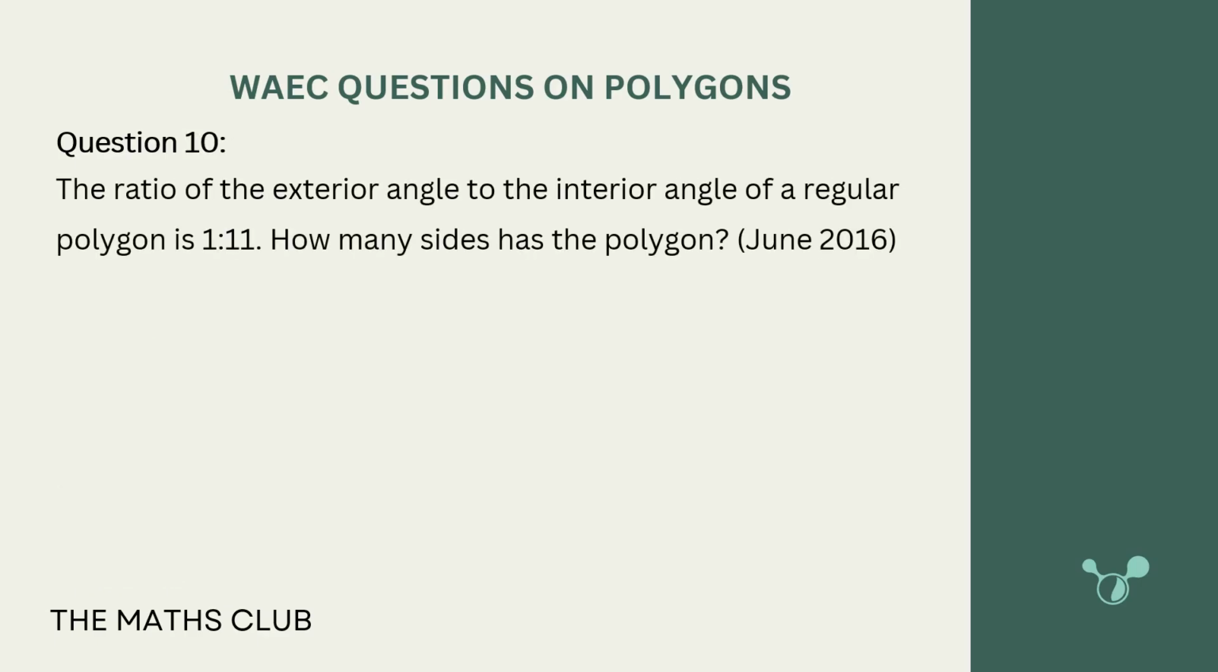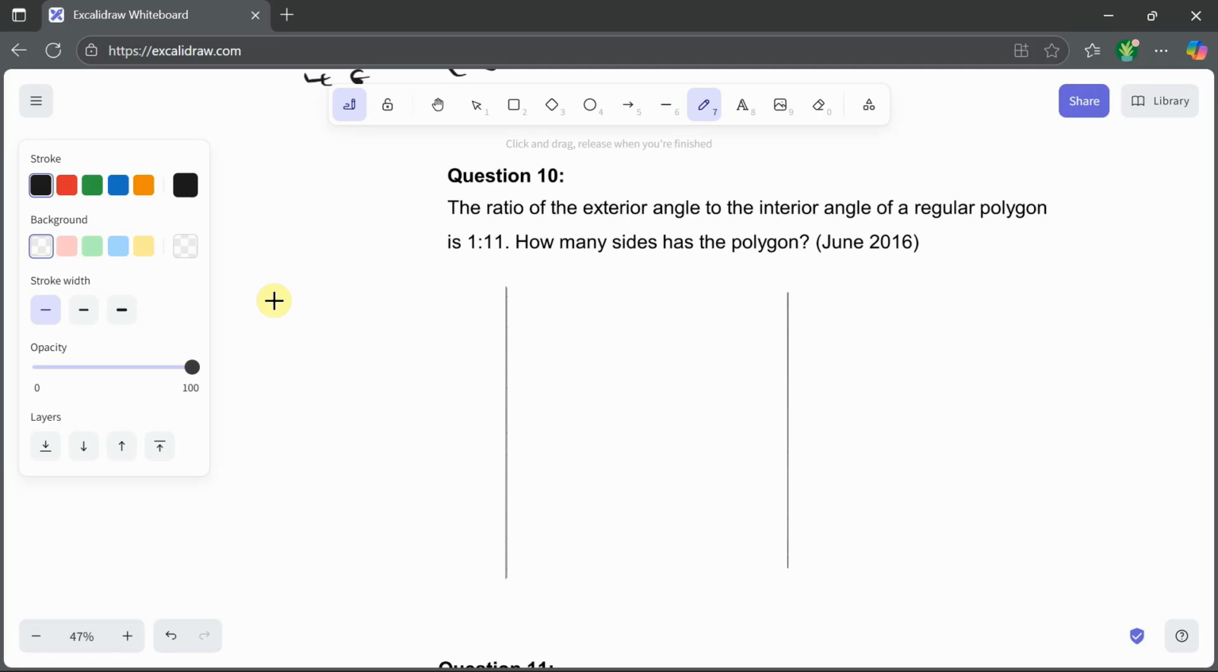Question 10 says that the ratio of the exterior angle to the interior angle of a regular polygon is 1 to 11. How many sides has the polygon? Taken from June 2016. Pause the video and try this out yourself. So the ratio of exterior angle over interior angle is equal to 1 over 11. Exterior angle is 360 degrees. Interior angle is n minus 2 multiplying 180, is equal to 1 over 11, right?